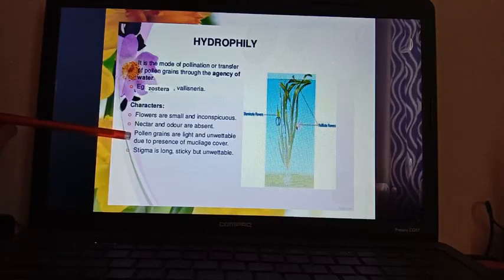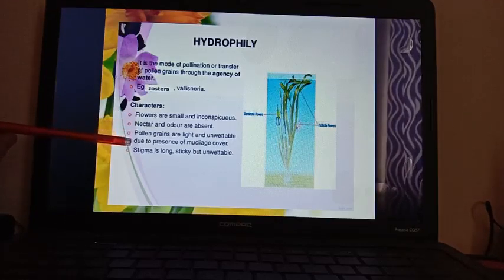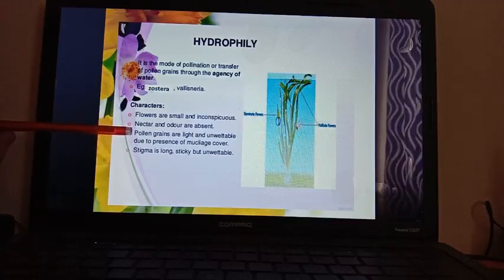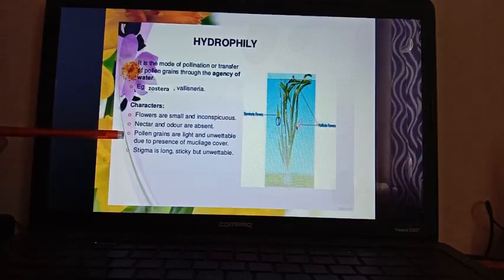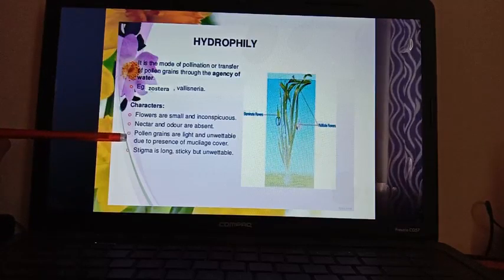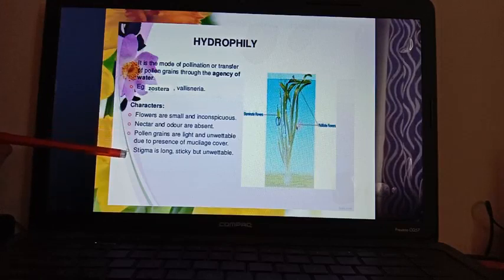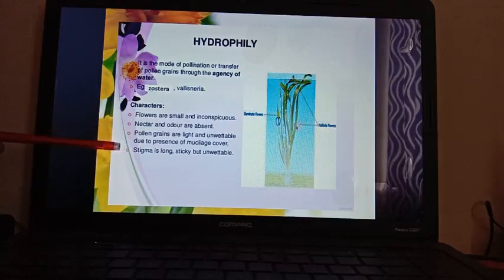Pollen grains are light and unwettable due to the presence of a mucilage cover. Actually, the pollen is covered by mucilage, a slippery substance which protects the pollen grains from being destroyed by the water. So it is unwettable. The stigma is long and sticky, and that is also unwettable.